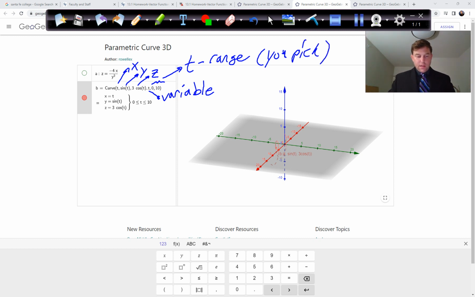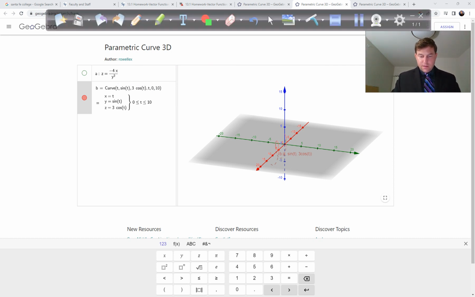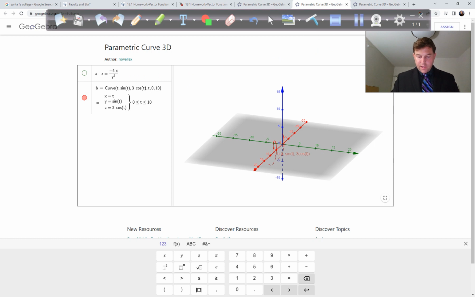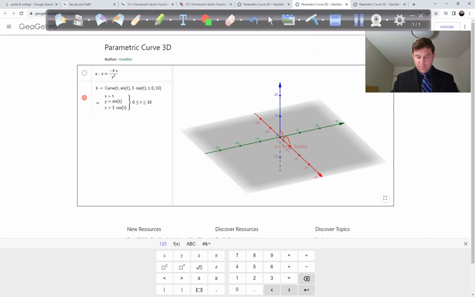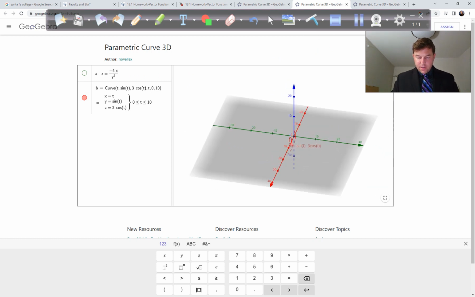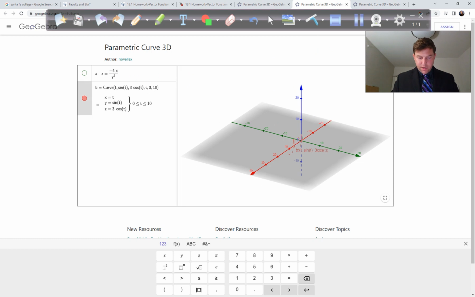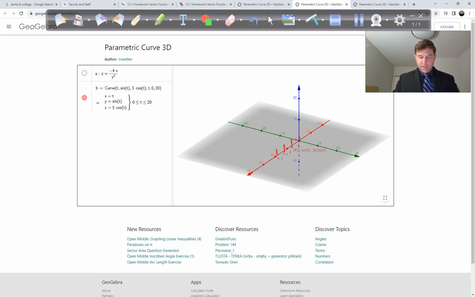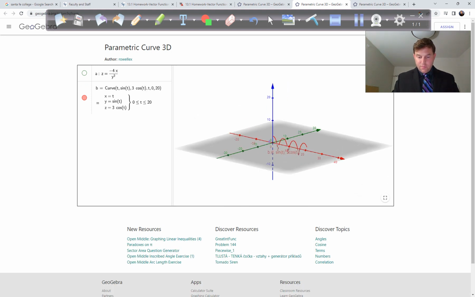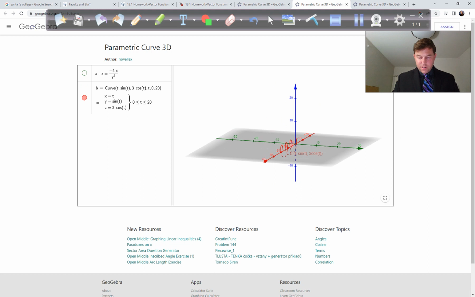Okay, and it will populate that. And then you can click in here and you can zoom out and it will populate this. Let's see if we can pick a bigger number for t so we can see more of this curve. Let's go with 20. And you have to kind of click away to get it to re-render. But you can kind of see how it's spiraling.